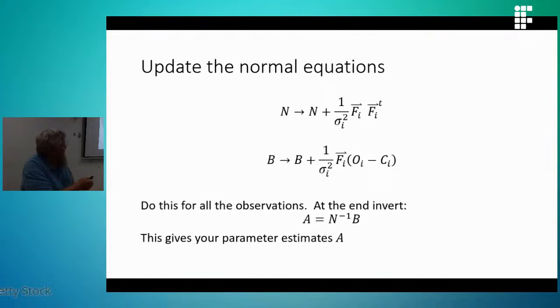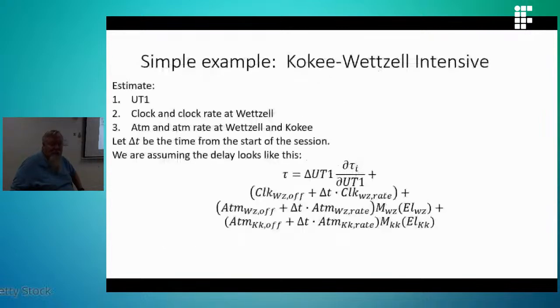And then we're also updating the B vector by a similar sort of thing. We have this F vector, and then we multiply it by the O minus C, and that gives us a new B vector. So we sum over all of our observations, and at the end of this, we invert, and we get our estimated parameters A. That's how we do it. If you look at the equations, it looks pretty complicated. But if you think about it in this way, I find that it's much easier. So let's look at a simple example.